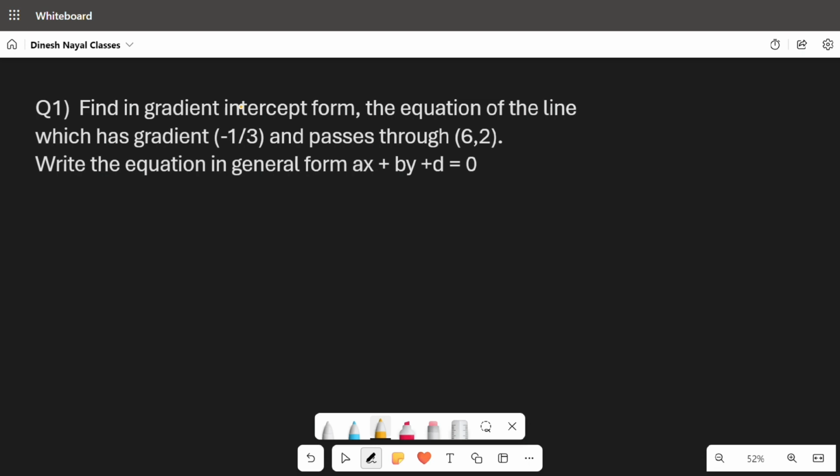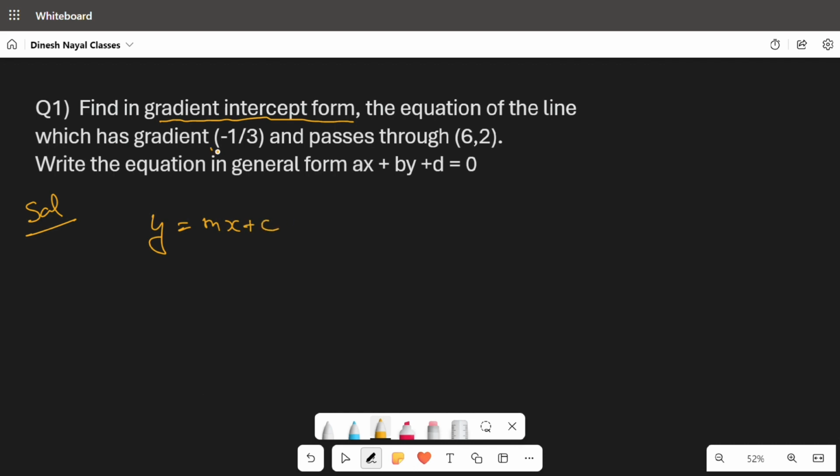Question 1 is: find in gradient intercept form the equation of the line which has a gradient minus 1 by 3 and passes through (6, 2). And the other part is, write the equation in general form, which is ax plus by plus d equals 0. Okay, that's fine. So starting with the solution. What is the gradient intercept form? That is y equals mx plus c.